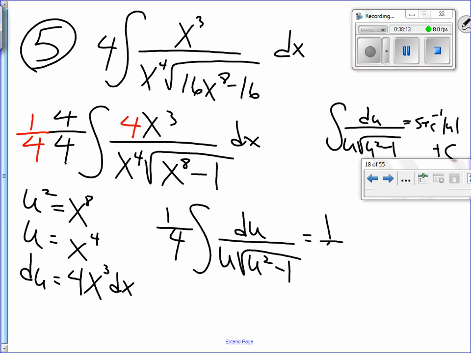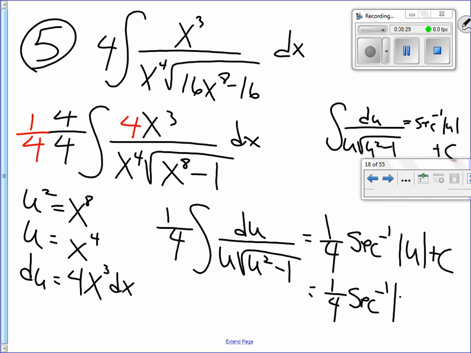So we get 1/4 the inverse secant of the absolute value of u plus c. And u is x to the 4th. So we have 1/4 the inverse secant of the absolute value of x to the 4th. Let's see, and you don't need the absolute values because x to the 4th is always positive, but it looks pretty. So that was probably the worst one on here, I think.